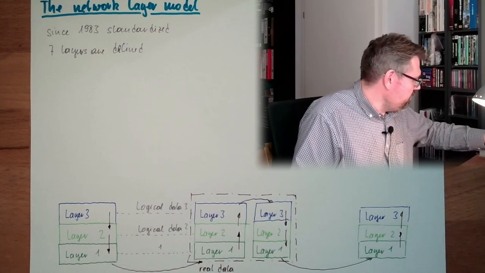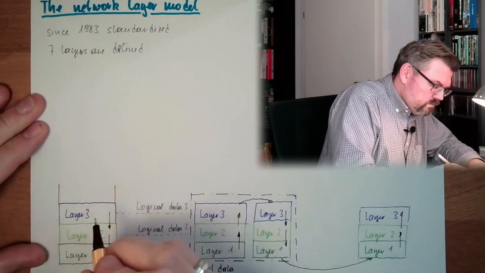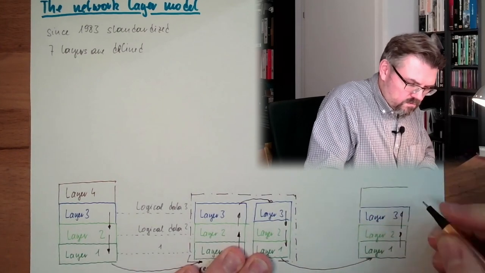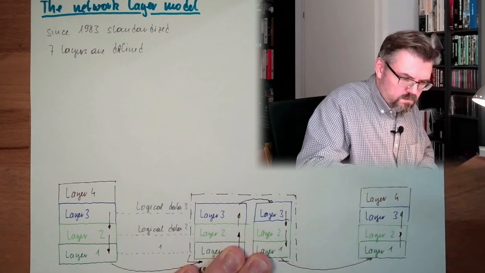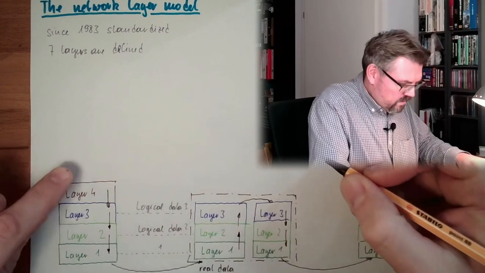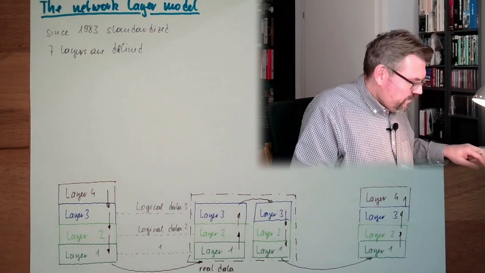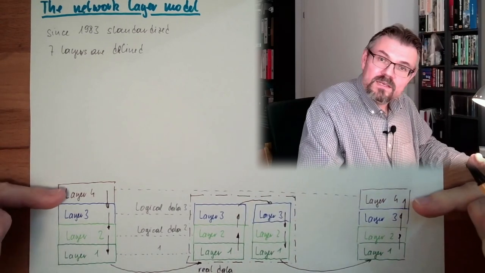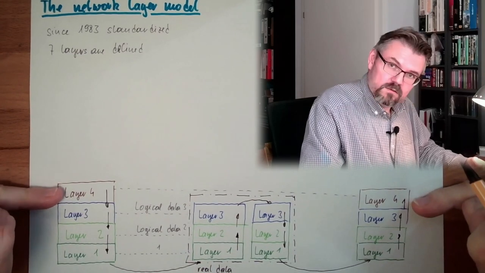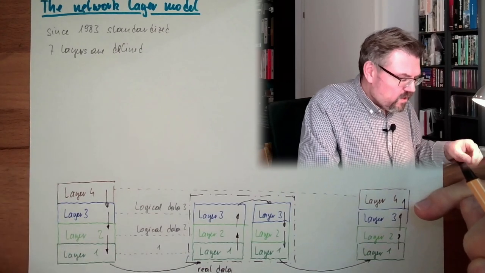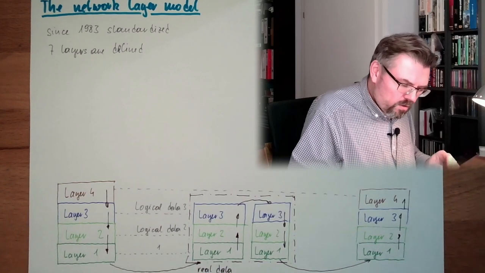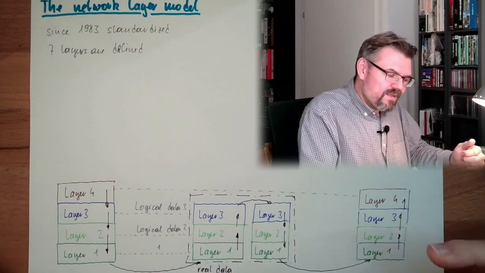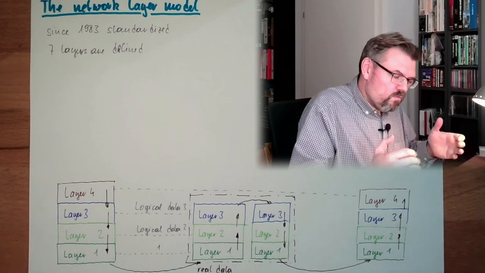Then we might have here layer 4, and we have here a layer 4. And now the data from here is reaching this layer 4. So now the logical data is directly connected. Those two communication partners are communicating on layer 4 things with each other. So it does not mean that in every station you have to unpack all those things. No. This is the big advantage of this layer model. Each layer has its own unique purpose and can rely on the layers below to be functioning.